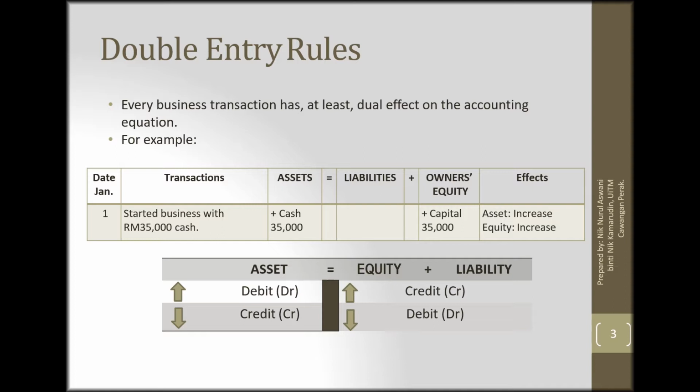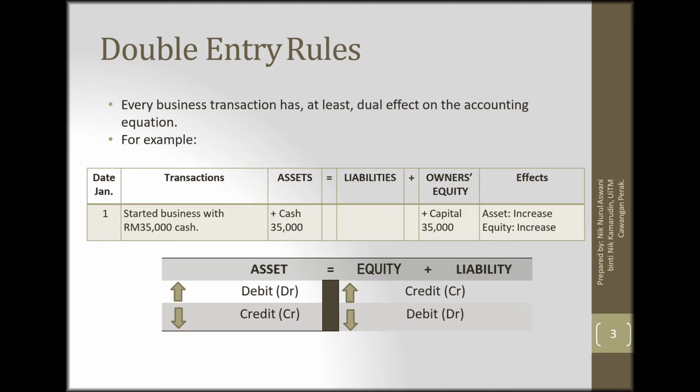So what happened here? The business received from the owner cash of 35,000 ringgit, and cash is to be recorded as an asset of the business. Then we have to record also the source of the money. The money comes from the owner and it will be recorded as capital. So what happened to the owner's equity? The owner's equity will be increased. Cash increase, asset increase, capital increase, owner's equity increase. So what is the effect? Asset increase, equity increase.